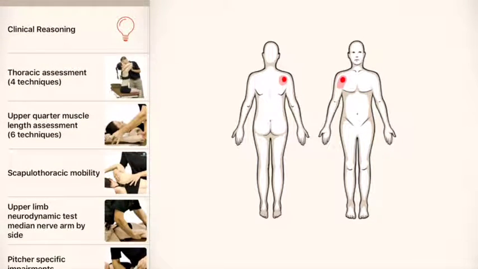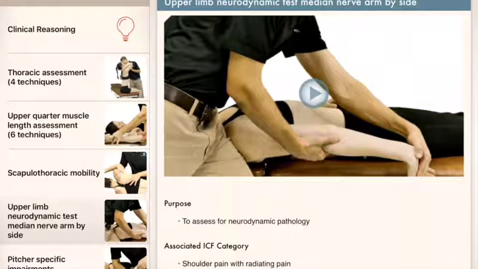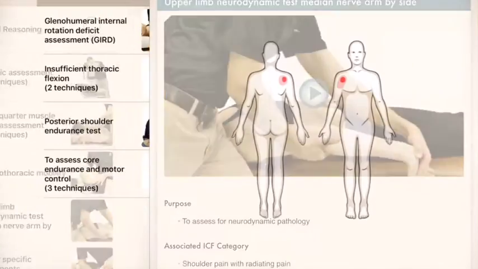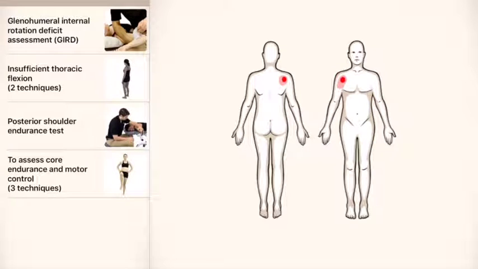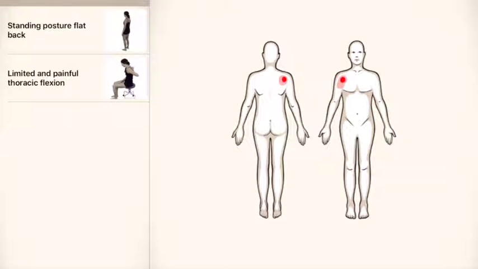And of course, checking neurodynamic assessment in case there's a nerve condition contributing to the patient's symptoms. And some picture-specific impairments. Here you see assessment for GERD. In some pictures, insufficient thoracic flexion, so they're actually pretty stiff. They have a flat back.